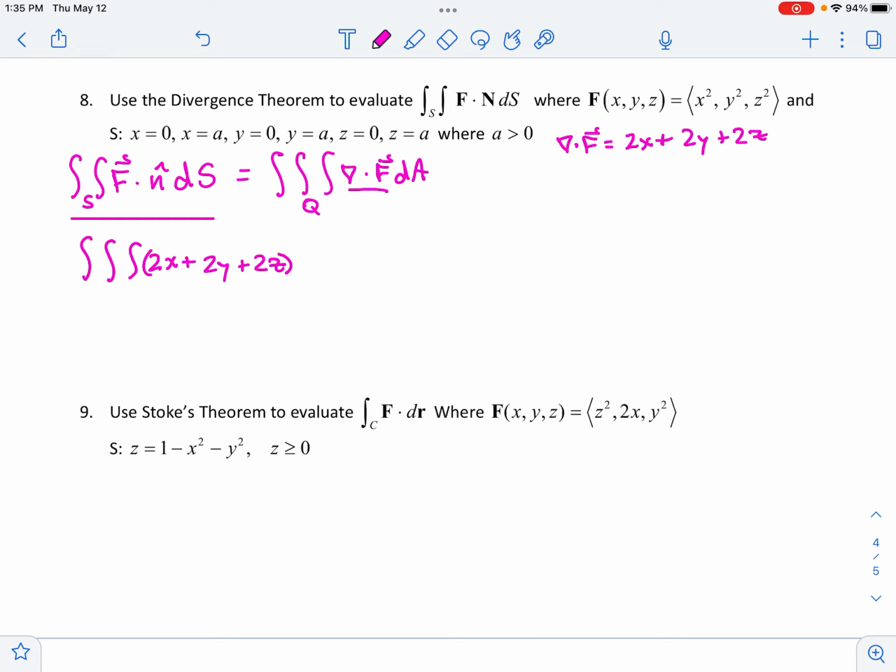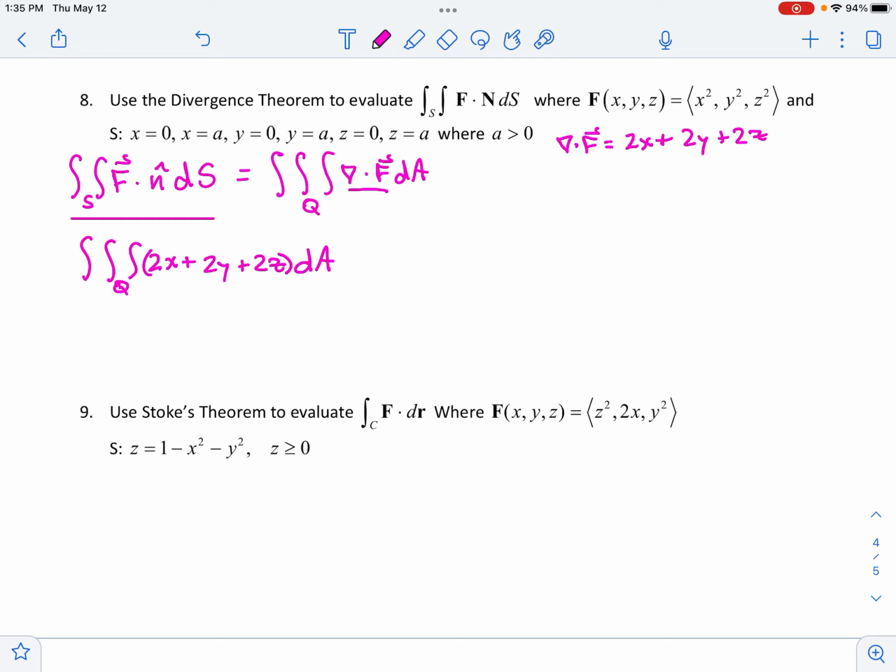Now what I need to do is, well, this is the setup so far. Now what I need to do is just integrate. Now notice the divergence theorem applies here because we've got this closed surface, right? x equals 0, x equals a, y equals 0, y equals a, z equals 0, z equals a. So you've got this cube. You're integrating over this cube.